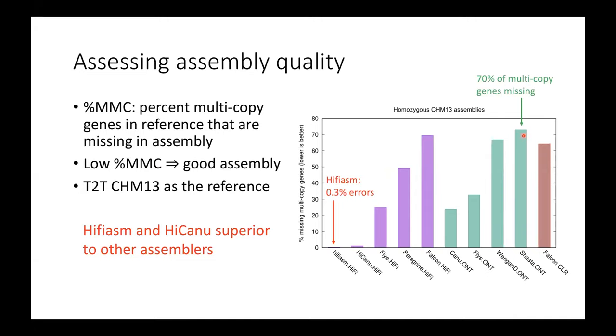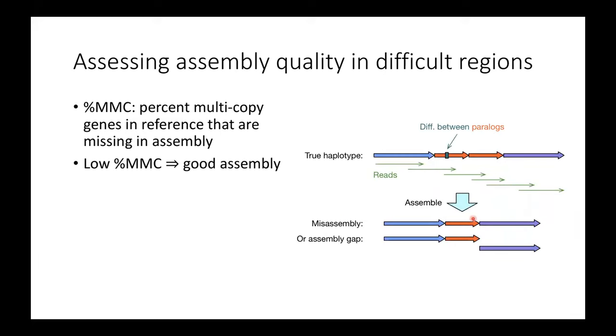If you look at the other assemblers also using the other data, they would miss 30%, even 70% of multi-copy genes. If your gene had multiple copies, they would either make a misassembly, or create an assembly gap. In either case, you lose one of the copies. You only assemble one copy.